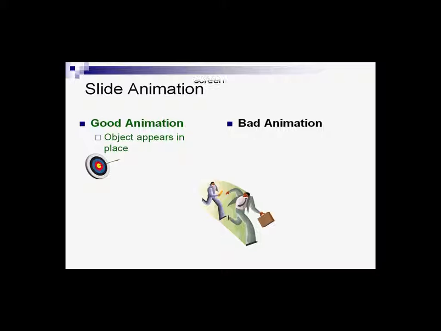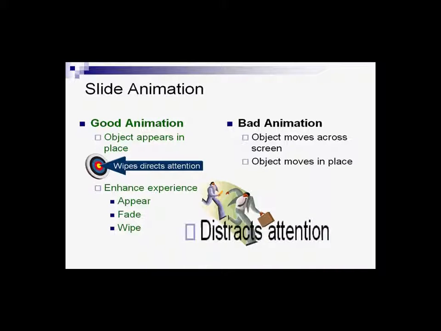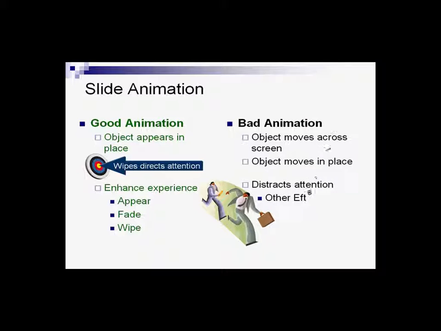Good animation has two characteristics. First, it remains in place. Second, it doesn't expand beyond its final size. The use of wipe is good if it's used to focus attention on an endpoint. The appear, fade, and wipe animation effects can enhance the viewer experience. Make sure that animation in your talks is subtle and consistent.